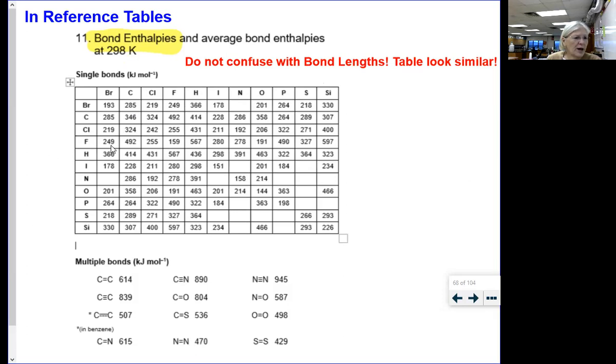Here, if I go to H right here, this number 436 is the number of kilojoules per mole of diatomic hydrogen molecules to break that 1 bond in between the mole of hydrogen molecules. If you're breaking double and triple bonds, those bonds are here at the bottom of the chart.